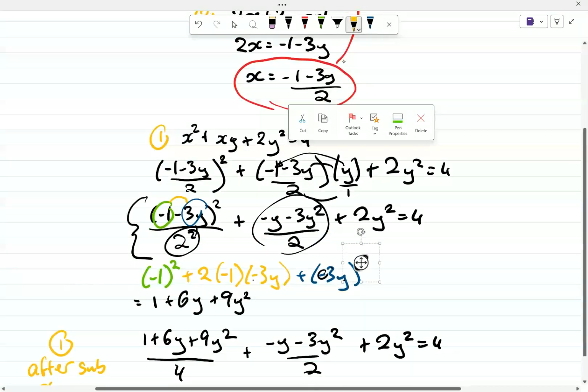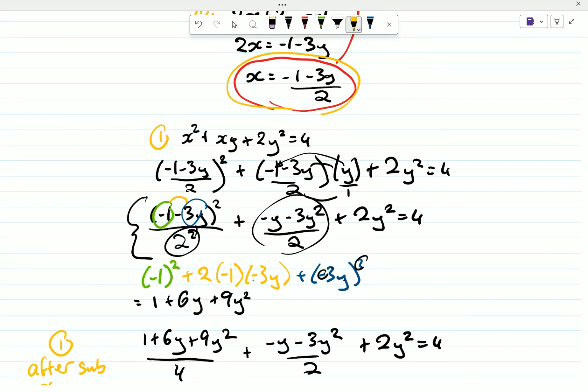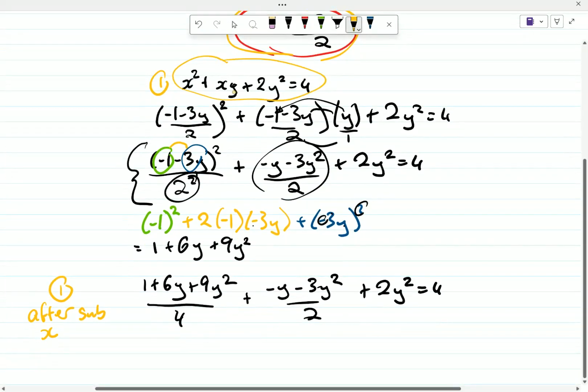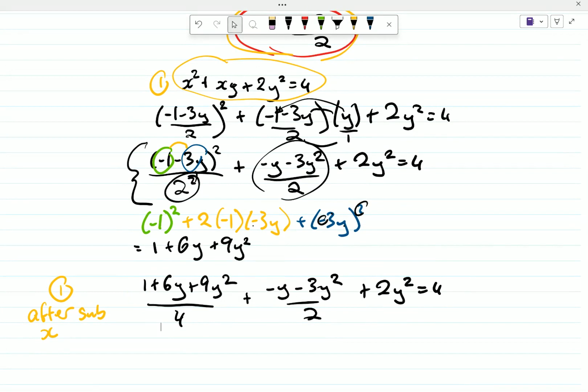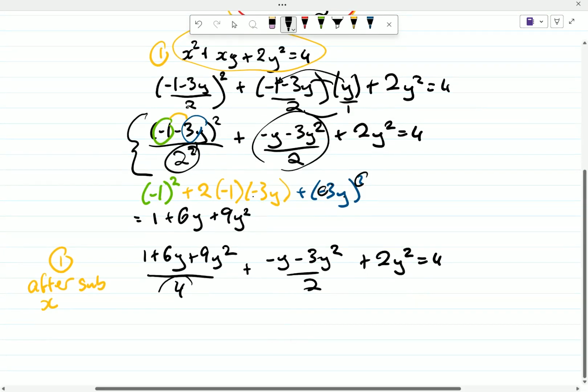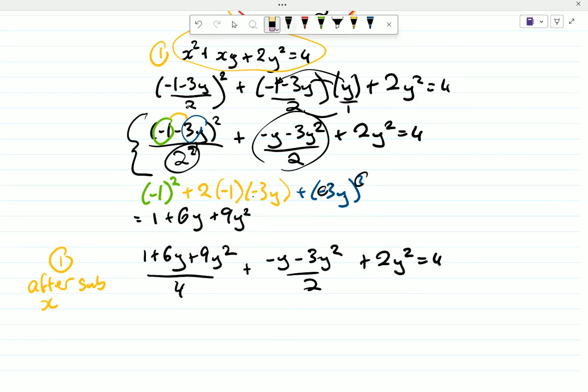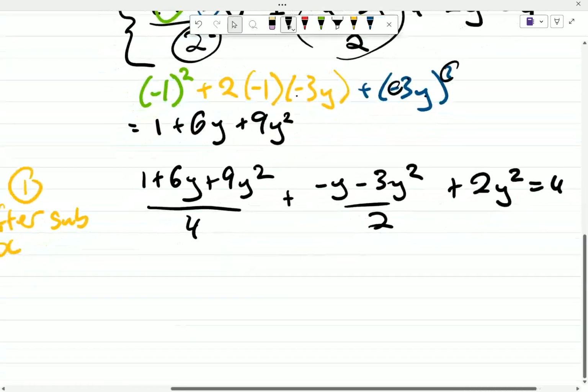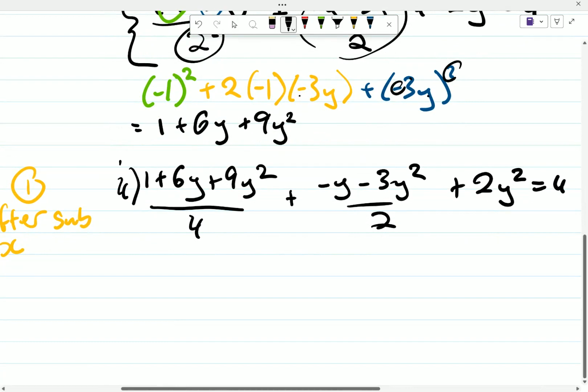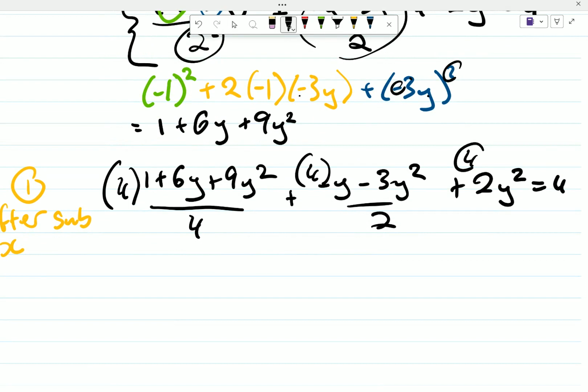So we subbed in this value for x into this equation, and we got something that looks like this. Now it's kind of messy, so what we're going to do is clean it up. To do that, we're going to get rid of these fractions, so we're going to multiply by the highest denominator, which is 4. So if we multiply this times 4, this times 4, this times 4, and this times 4.